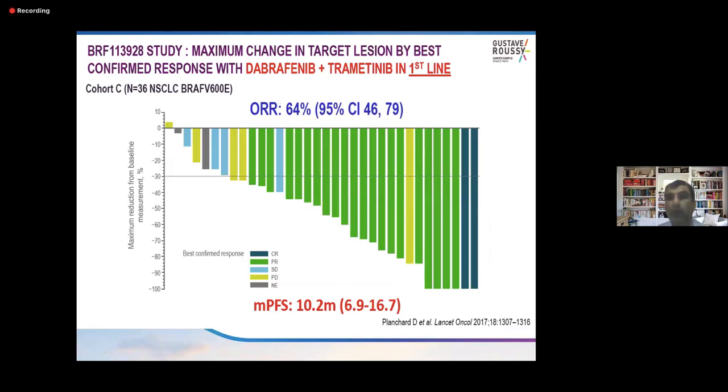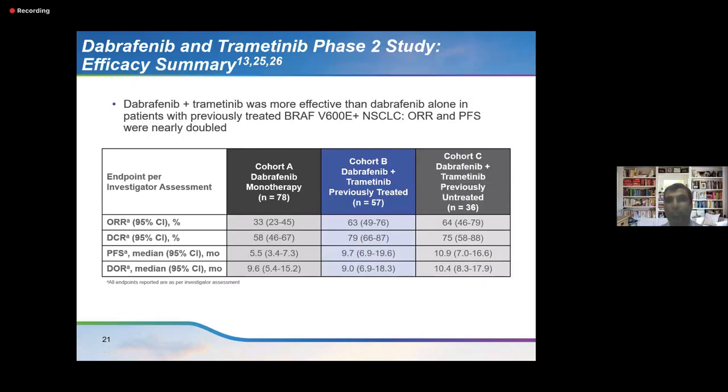Now, this is where it actually fell short of expectations, because normally we would expect the drug to do better in the first line. But what we can take from here is, if the patient has got a BRAF mutation, it doesn't make a difference whether you give it in the first line or second line. You will get a response rate of approximately around 65%, and a median PFS of around 10.2 months.